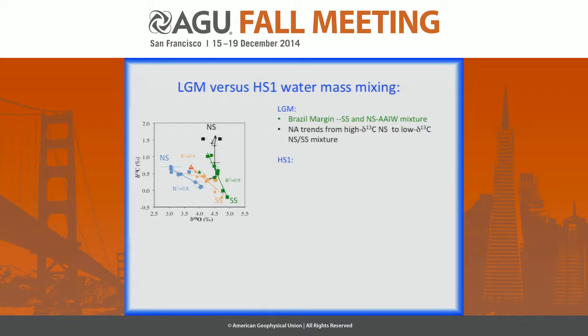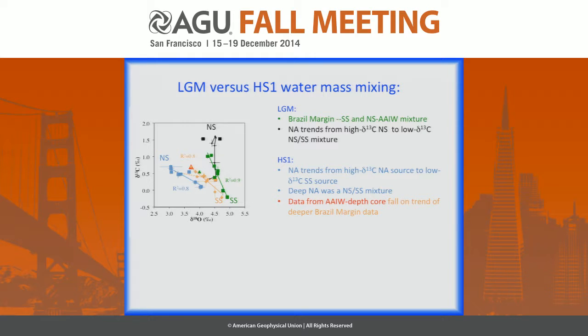I've put on the Heinrich stadial data. In orange is the Brazil margin data, and blue are the North Atlantic data. The North Atlantic data trend from relatively high Delta C13 values for HS1 and trend directly towards the lowest Delta C13 values on the Brazil margin. And the deepest North Atlantic, therefore, was a northern source, southern source mixture.